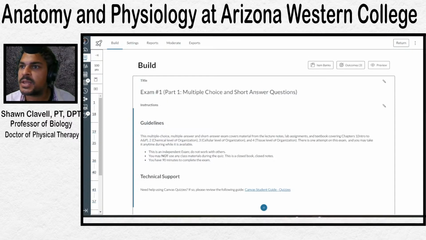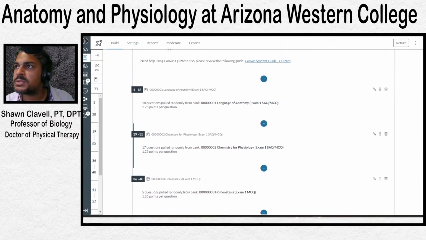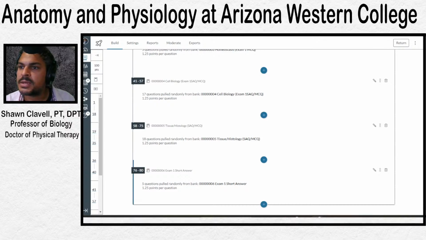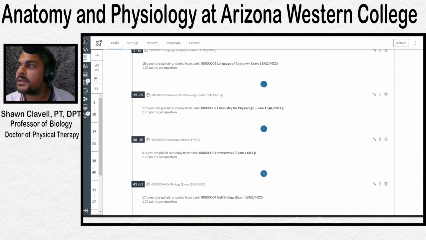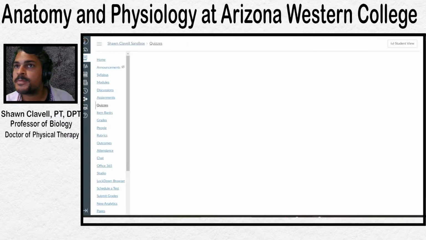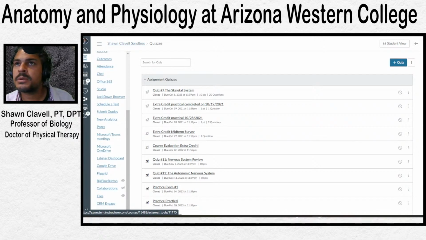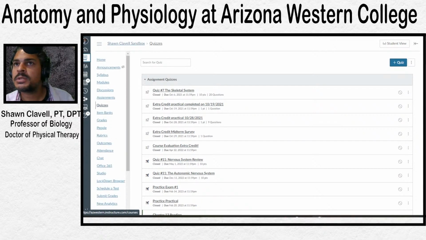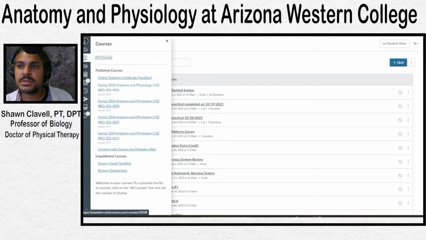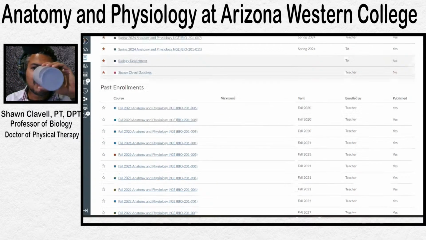This might have some of the chemistry tissues there. So the big ones that we're going to be looking at are the levels of organization and the language of anatomy, not histology. Let me look at a different one here. This is kind of an old quiz. Let me go to a separate course, my last semester's course.